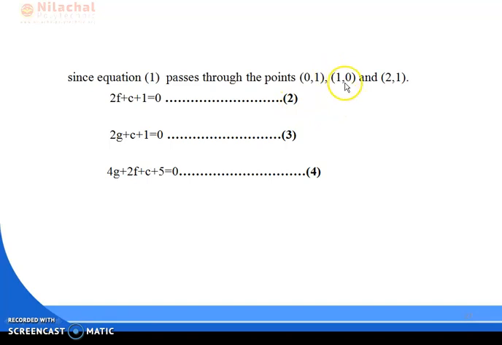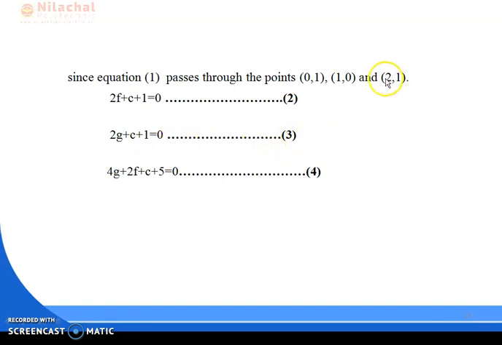So, in this way, similarly, the second point is (1, 0). We put down x equals 1 and y equals 0 in equation number 1. What do we get now? 2g plus c plus 1 equals 0. So let this be equation number 3.